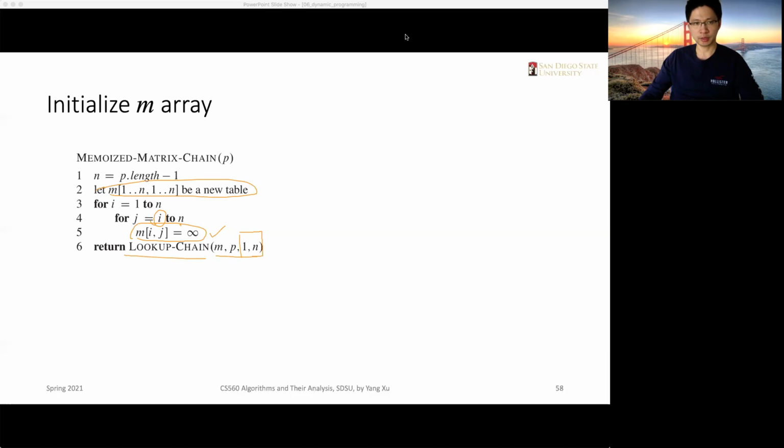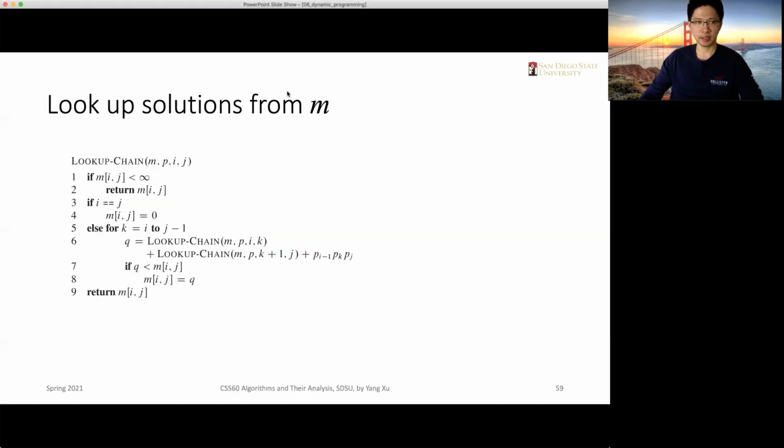So the key point is the lookup chain function, how we define it. If you compare it with the top-down method of the rod cutting problem, it looks very similar. The first two conditions check whether the problem has been solved yet, right? If it's no longer infinity, we just return it. And if it's the smallest problem, then we will simply mark it as 0, since it's already easy to solve.